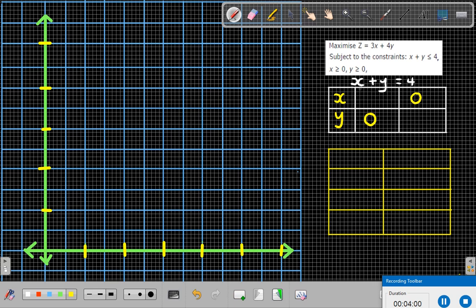So if we have x plus y equal to 4, what will be x when y is 0? When y is 0, we put 0 here, x will be 4. And when x is 0, y will be 4. So we have 2 points now: 4, 0 and 0, 4. So we are going to plot these points here on our graph.